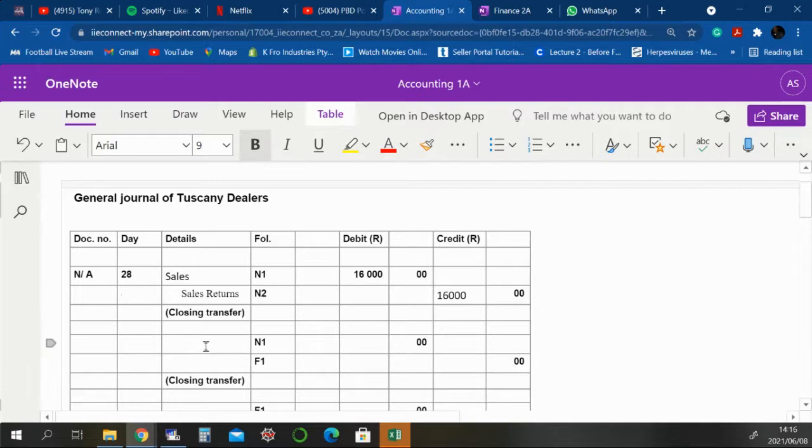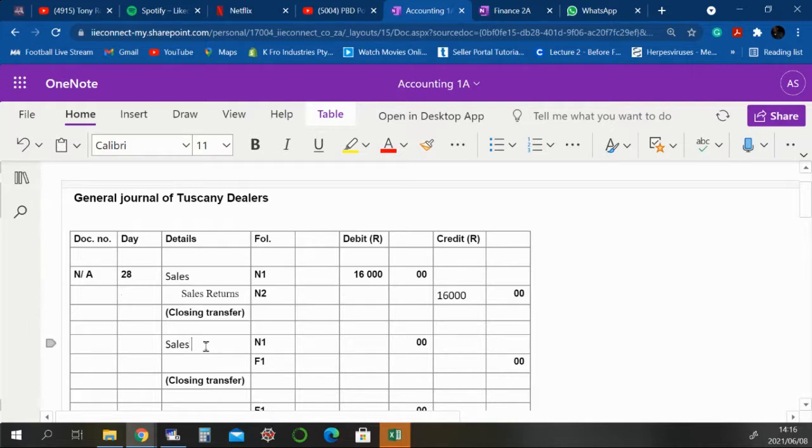The next step is then we're closing off sales to the trading account. Now, we know that sales all along is an income, so we've been crediting it, crediting it, crediting it. So now we need to debit. Okay, so here we're going to say sales.